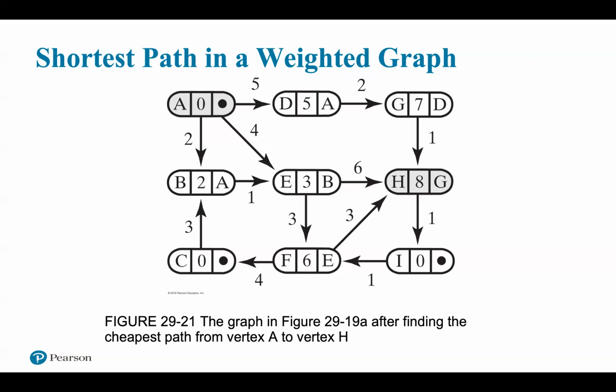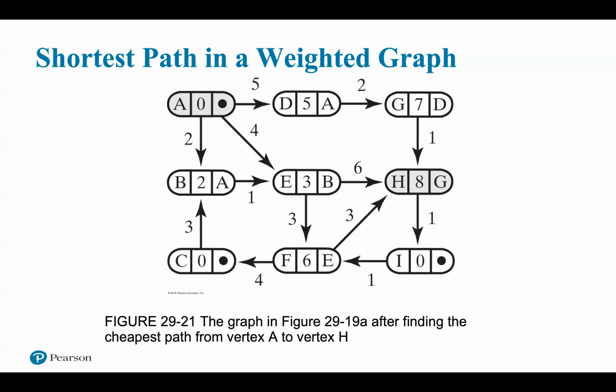The next object removed from the priority queue contains vertex E, but since E has been visited, we ignore it. We then remove the next object from the priority queue. The algorithm continues until the destination vertex H is visited.